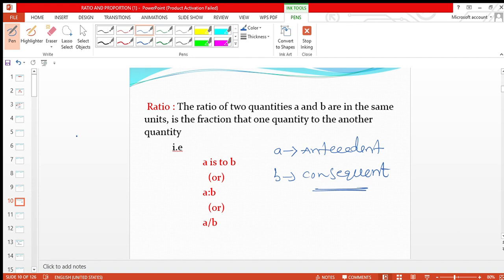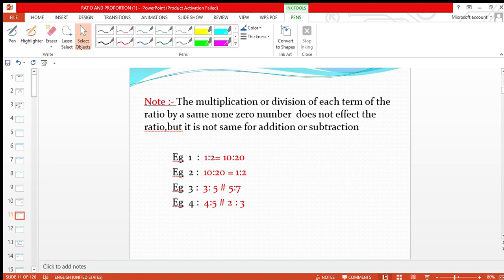Next, write a note point. Note: the multiplication or division of each term of the ratio by the same non-zero number does not affect the ratio, but it is not the same for addition or subtraction.